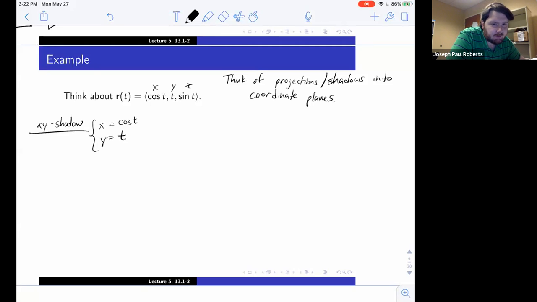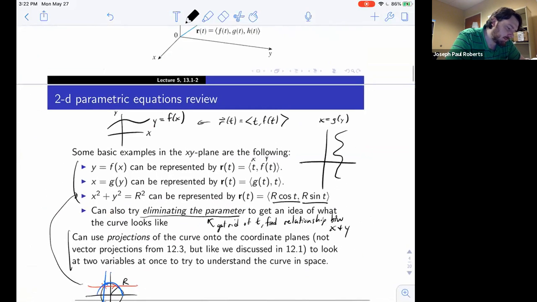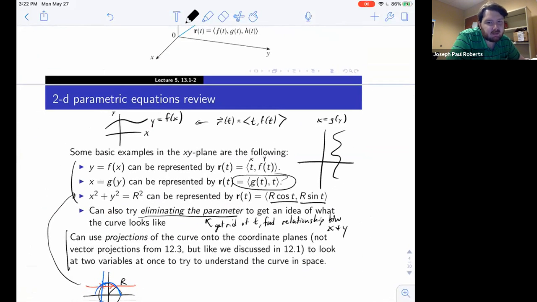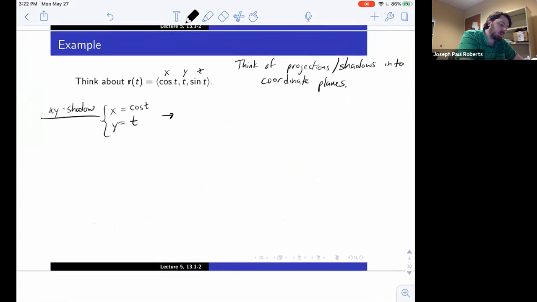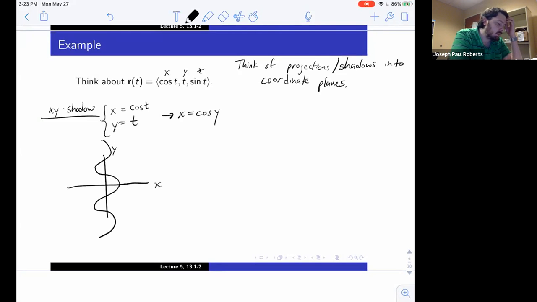Okay, and then cosine t comma t, you could either think about this as eliminating the parameter, or you can recognize that this is one of our shortcuts: if I notice that y is t and x is something in terms of t, then I know that x is something in terms of y. So x equals cosine y is what we're dealing with here. Let's think about what that looks like. Well, it looks kind of like y equals cosine x, but it's flipped over the line y equals x because we've interchanged the roles of x and y. So x equals cosine y is going to look something like that.